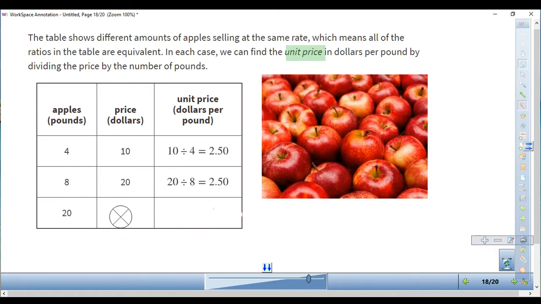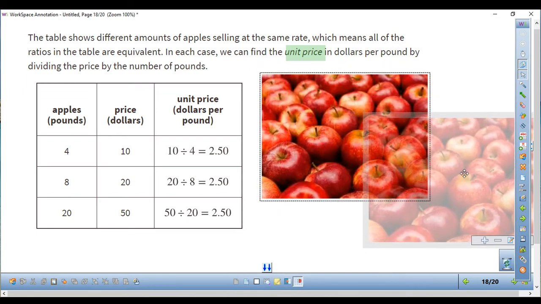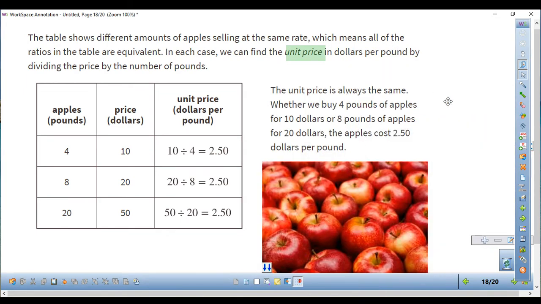What do we think is going to happen here? 50 divided by 20, $2.50. It's not a coincidence that it's the same amount. That's because it's the unit price. So the unit price is always the same, whether we buy 4 pounds of apples for $10 or 8 pounds of apples for $20, the apples cost $2.50 per pound. So that's our unit price here.